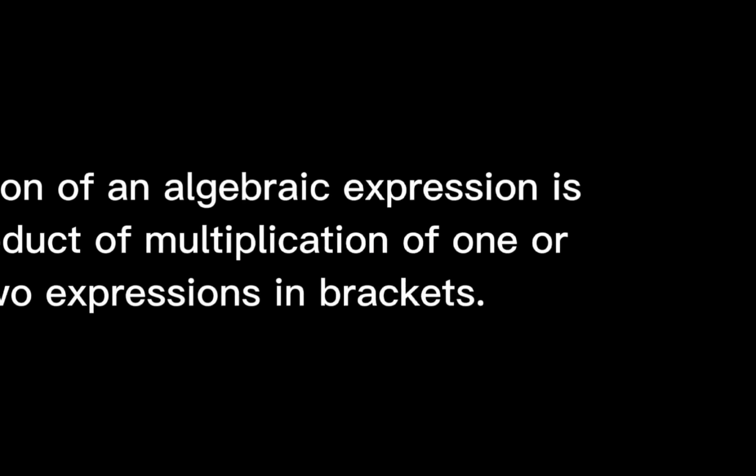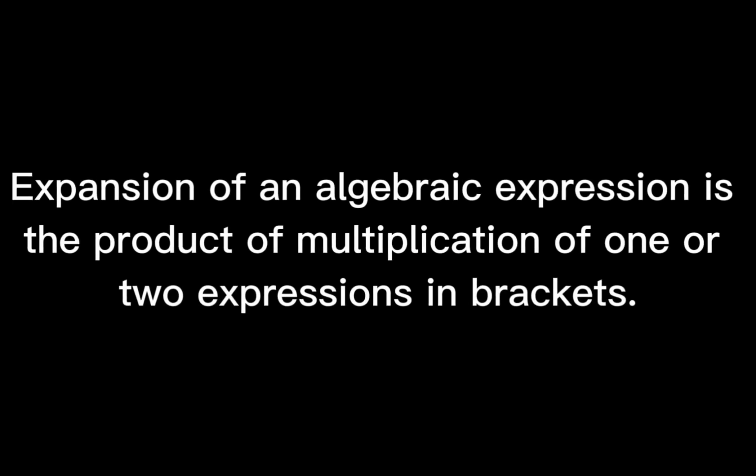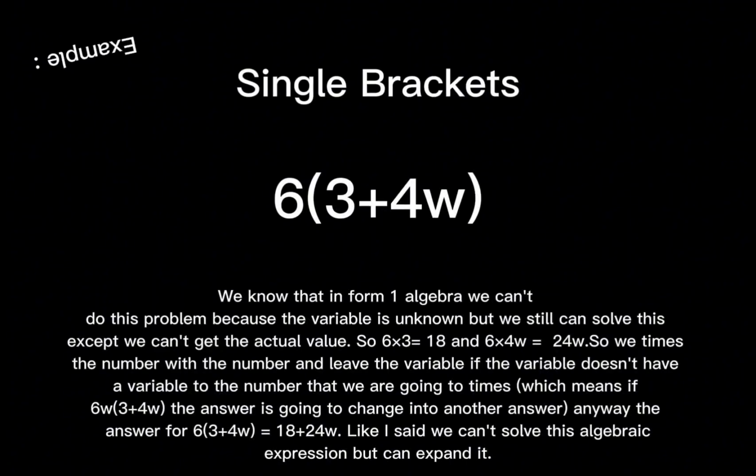Expansion. Expansion of an algebraic expression is the product of multiplication of one or two expressions in brackets. For example, 6(3 + 4w). We know that in Form 1 algebra we can do this problem because the variable is unknown, but we still can solve this except we can't get the actual value. So 6 times 3 equals 18 and 6 times 4w equals 24w.